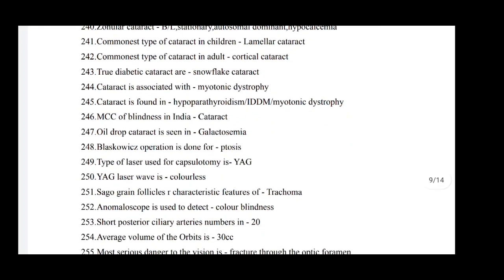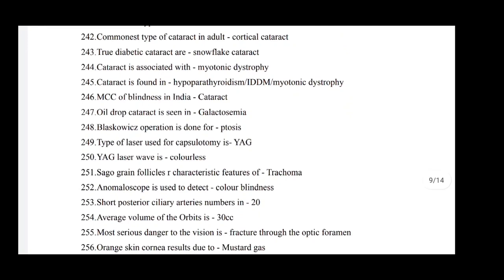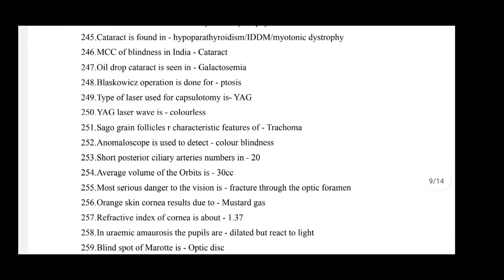Commonest type of cataract in adults is cortical cataract. True diabetic cataract is snowflake cataract. Next one, cataract is associated with myotonic dystrophy. Cataract is found in hypoparathyroidism, IDDM, myotonic dystrophy. Most common cause of blindness in India is cataract. Oil drop cataract is seen in galactosemia. Blaskovics operation is done for ptosis.